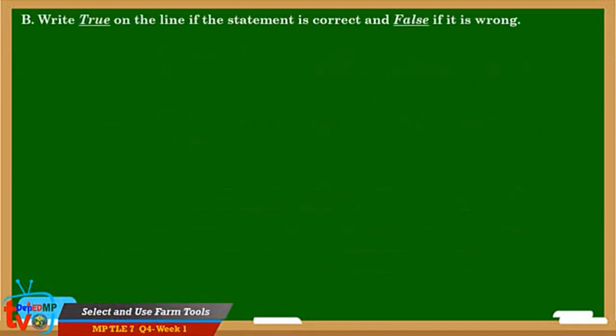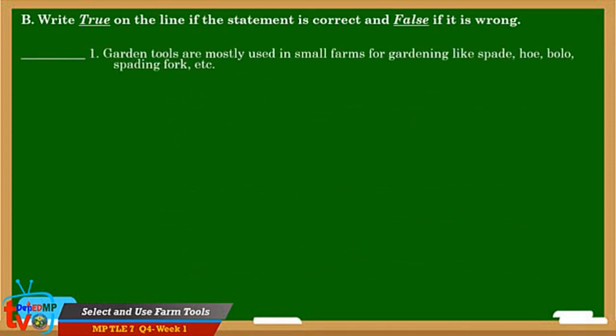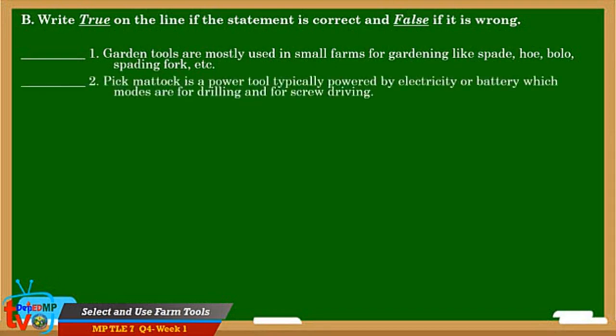Next, write true on the line if the statement is correct and false if it is wrong. Number 1. Garden tools are mostly used in small farms for gardening like spade, hoe, bolo, spading fork, and others. Number 2. Pick mattock is a power tool typically powered by electricity or battery, which modes are for drilling and for screw driving.